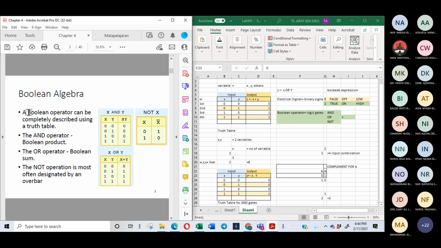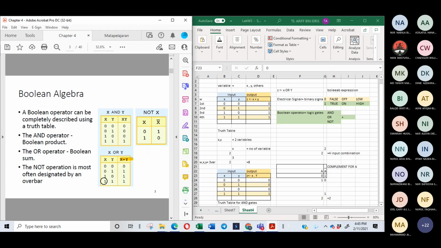So the Boolean operators can be completely described using the truth table. So you have done the truth table. The AND operator is the Boolean product. So the product is the result. The OR operator is the Boolean sum. You can see here, it looks like sum, but it is not sum actually. It is OR.